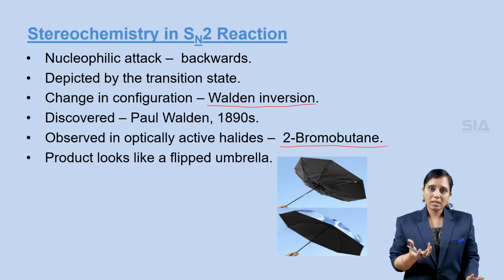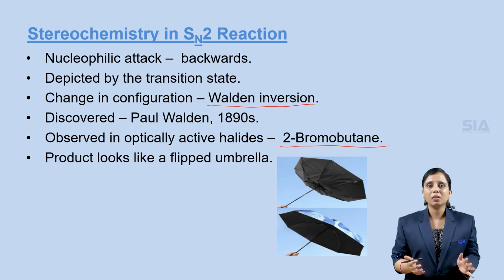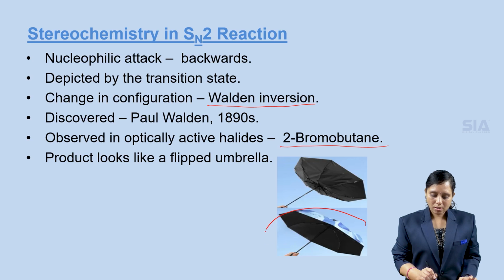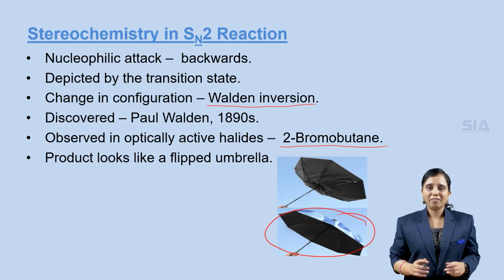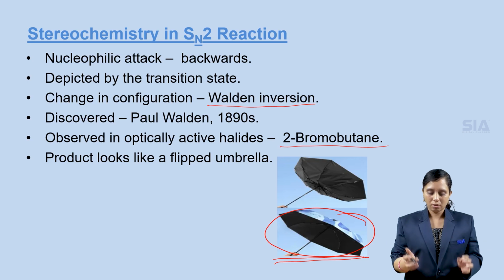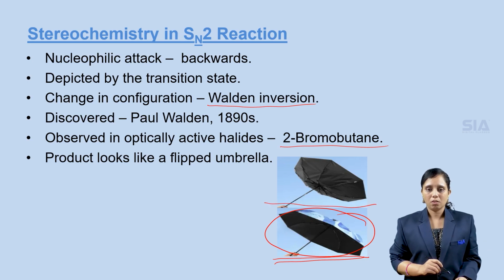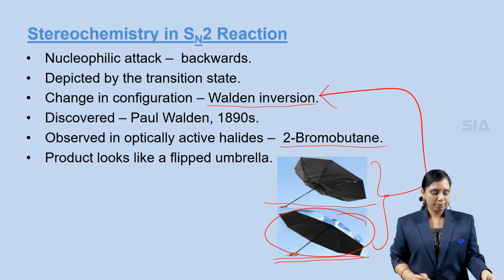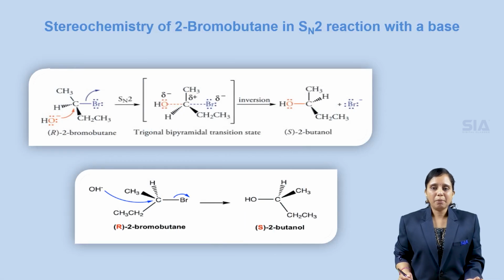Now to understand how the configuration is changed, we can compare the molecule with a flipped umbrella. The reactant will look like a normal umbrella. When we open a normal umbrella, it will look like this. So the reactant will look like this, whereas the product will be an upside inverted umbrella, which looks like this. So this inversion in configuration is called Walden inversion. We can see the example here.